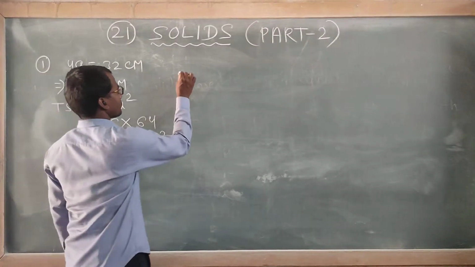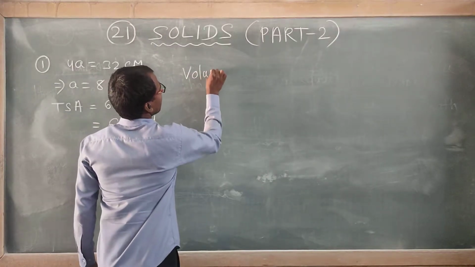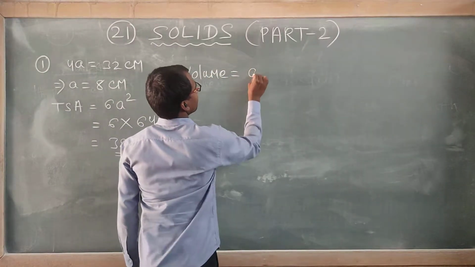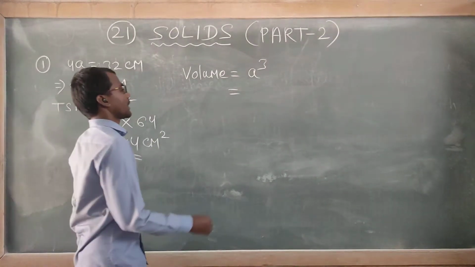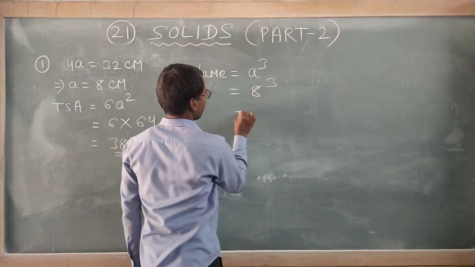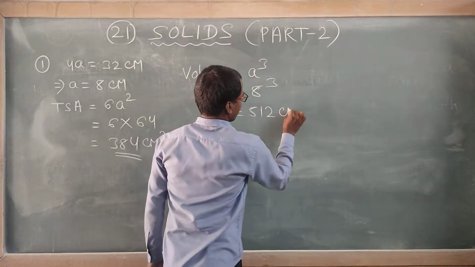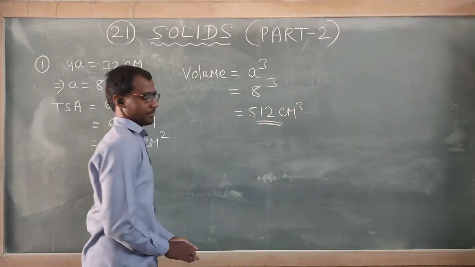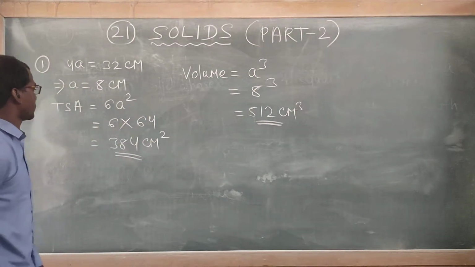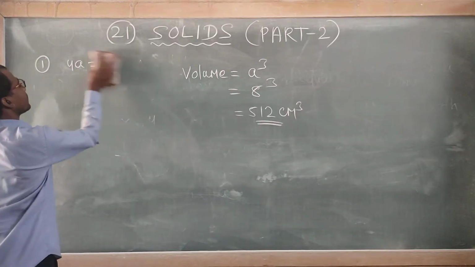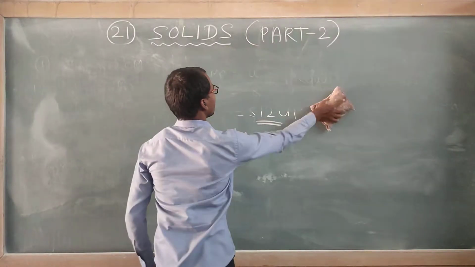Now let us move to volume. Volume is equal to a cube. What is the edge? 8 cm. So 8 cube is 512 cubic cm. Clear? So this is the surface area, and this is the volume of the cube. Clear? Next, move to question number 2.